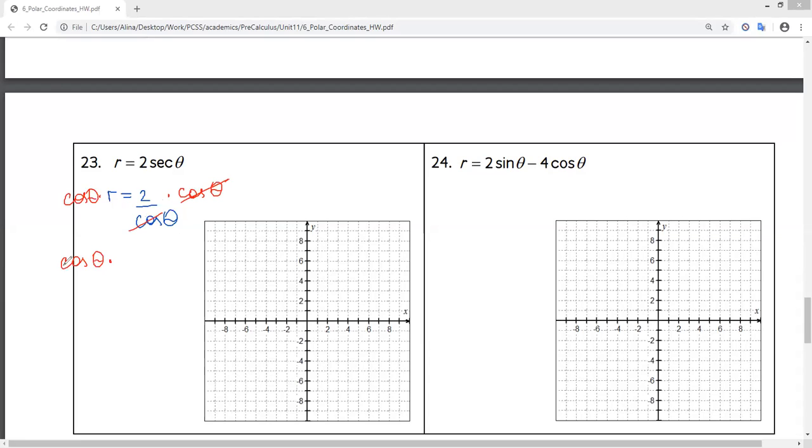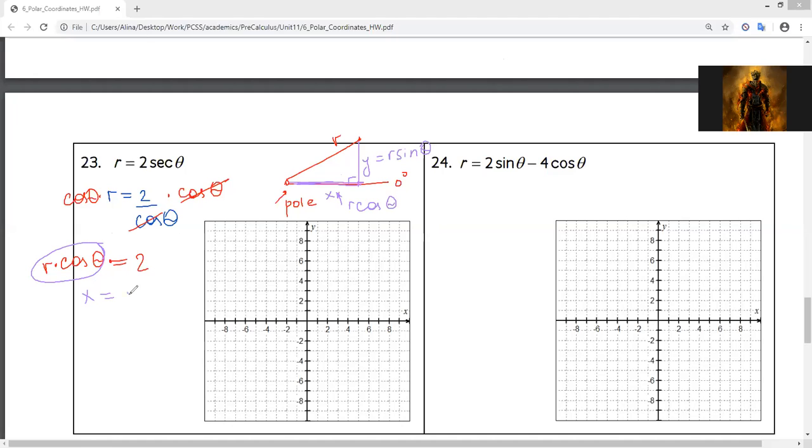r cosine theta equal to, just quick reminder of the beginning of the class, when we just started, we said, well, this is a pole, this is 0 degrees angle, this is your r, and this is x coordinate, which is r cosine theta, and this is the y coordinate, which is r sine theta. Then what can I replace this with? X. Correct, thank you very much. So we say x equal 2. And here you go. That's it.